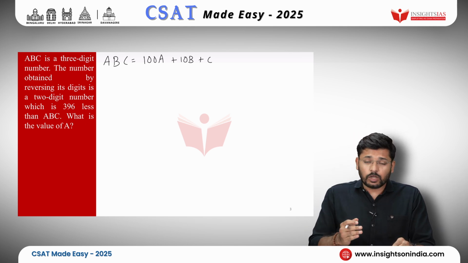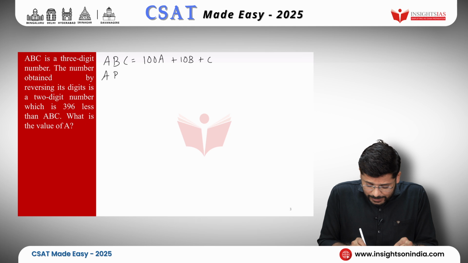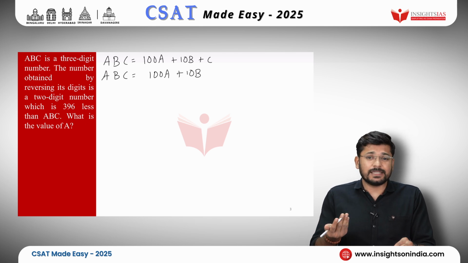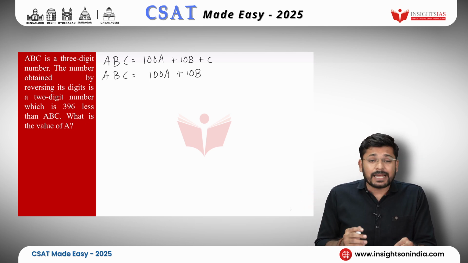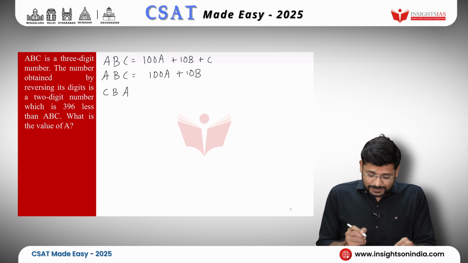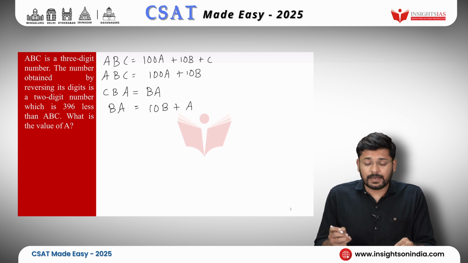Okay. Now let's go ahead. And we also found out that the value of C is 0. So we shall substitute it directly here. ABC would be equal to 100A plus 10B plus nothing. C is 0, so it does not have any value. Then if you reverse it, what do you get? We would get CBA. And since C is 0, its value would be just BA. And what is the value of BA? That would be 10B plus A.